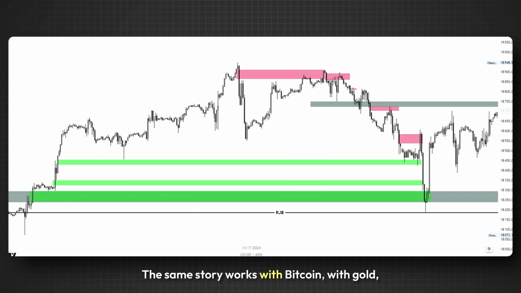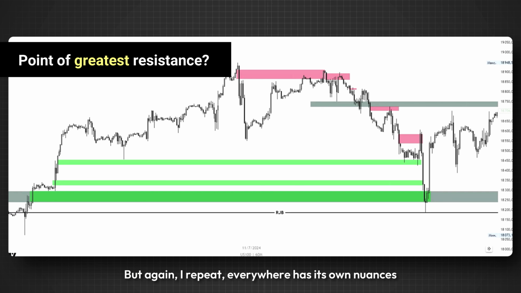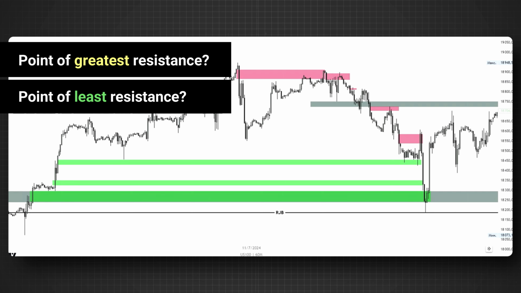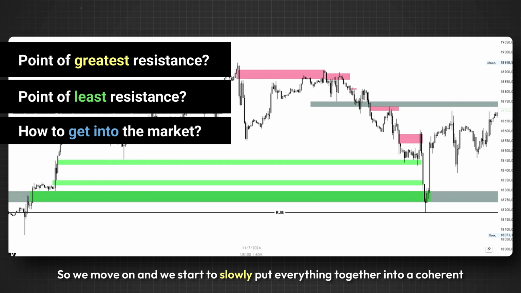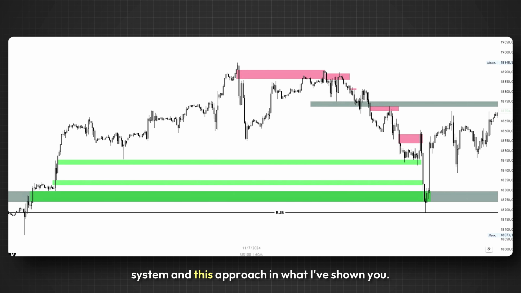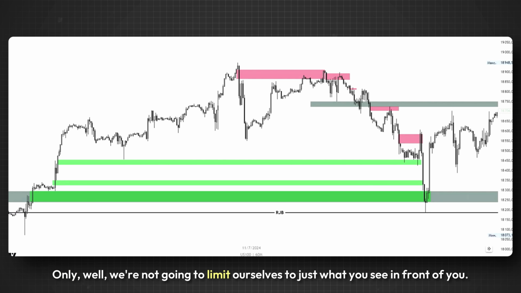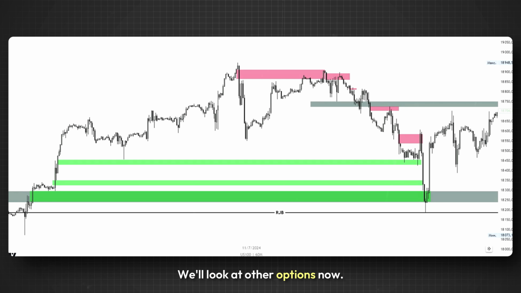The same story works with Bitcoin, with gold, with the euro, with the dollar, with the euro pound. But again, I repeat, everywhere has its own nuances, and it all needs to be built into your system. We will also talk about this further on. So we move on, and we start to slowly put everything together into a coherent system. And in this approach, we're going to look at different examples, not limiting ourselves to just what you see in front of you. We'll look at other options now.